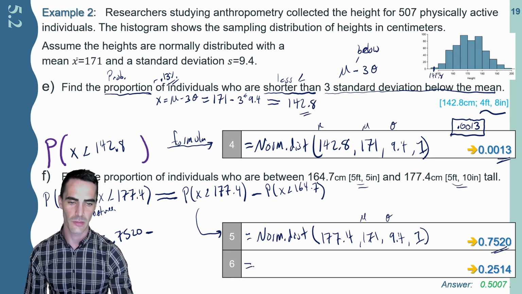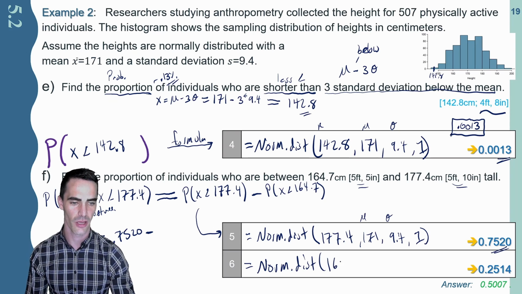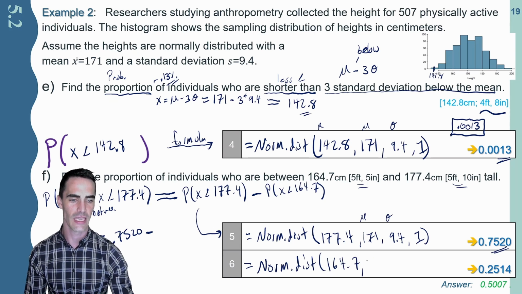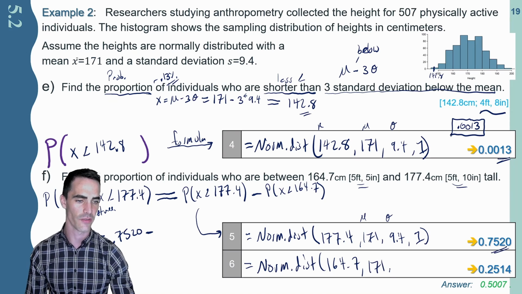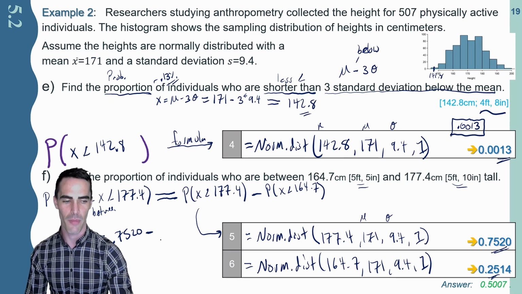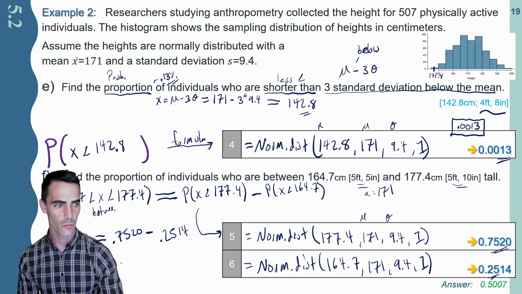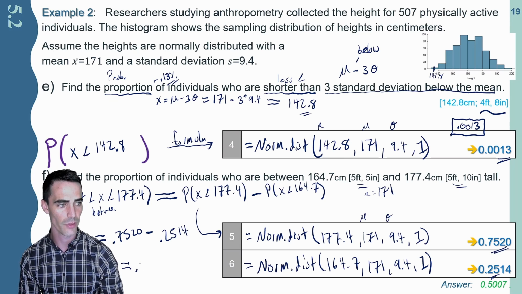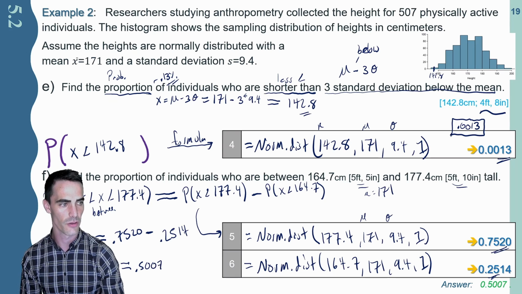It looks similar. In fact, let me speed it along here. Everything stays the same except for the first entry, 164.7. And then we have the same mean and standard deviation. And it looks like that probability is about 25%. So I'll write minus 0.2514. And if I subtract these two, you should get 0.5007, roughly 50%.